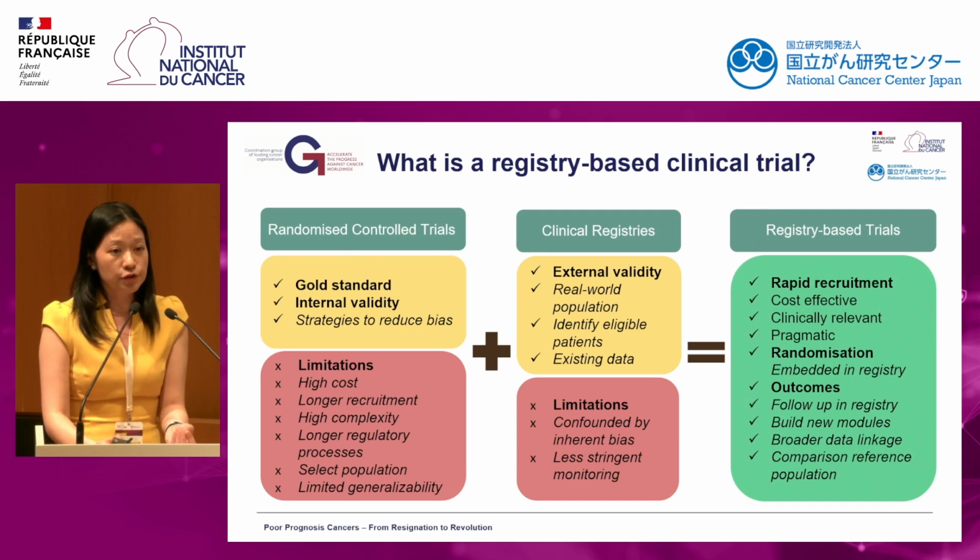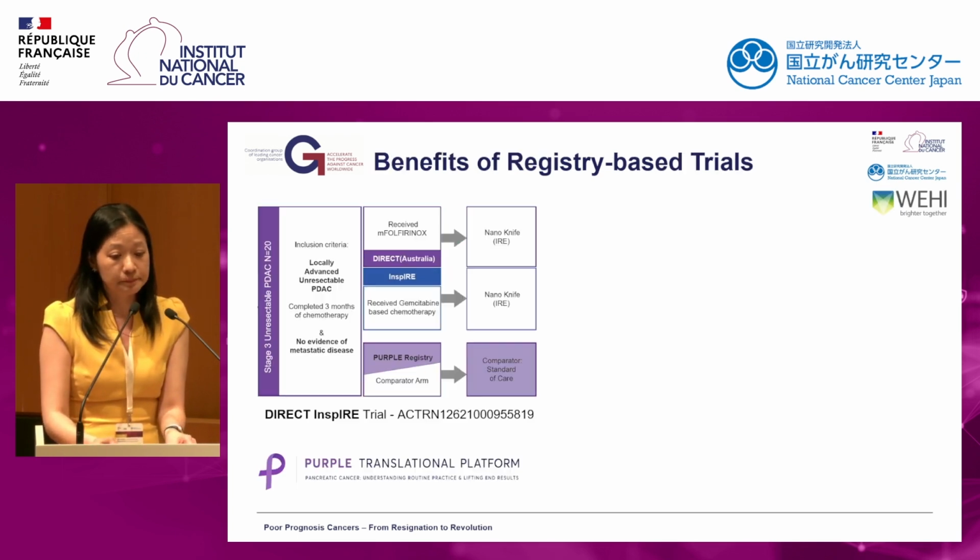But if we can combine the two into what we call a randomized registry-based trial, then we get the best of both worlds. We get the gold standard of a randomized controlled trial, but we embed this into a registry. And this means that we can run the studies faster, it's a more pragmatic design, and we already have the follow-up because we're already following those patients. All we have to do is build new modules for each trial. We also get broader data linkage for these patients as well.